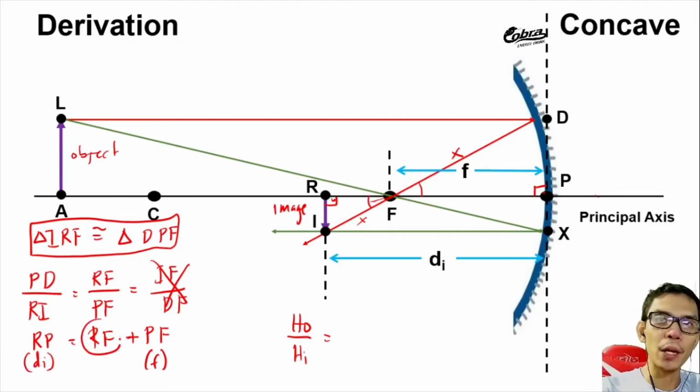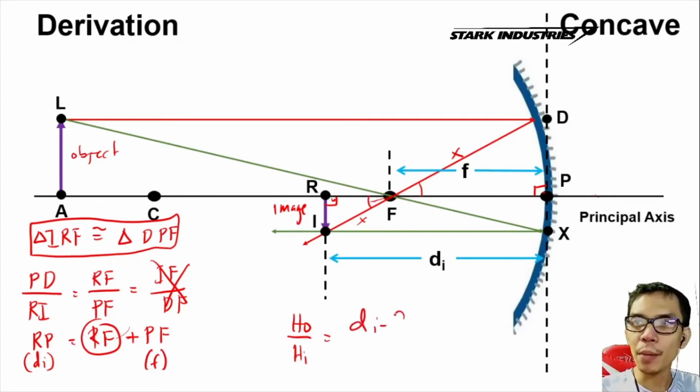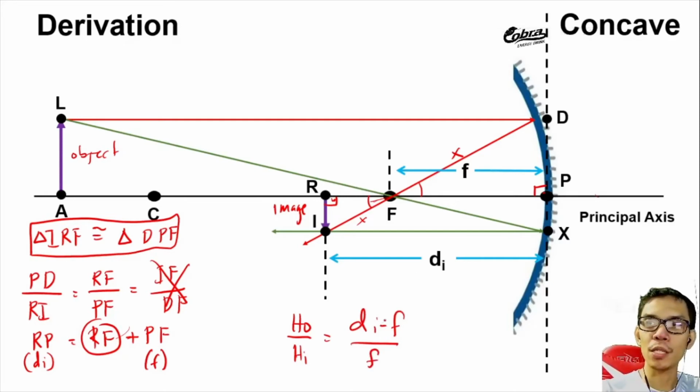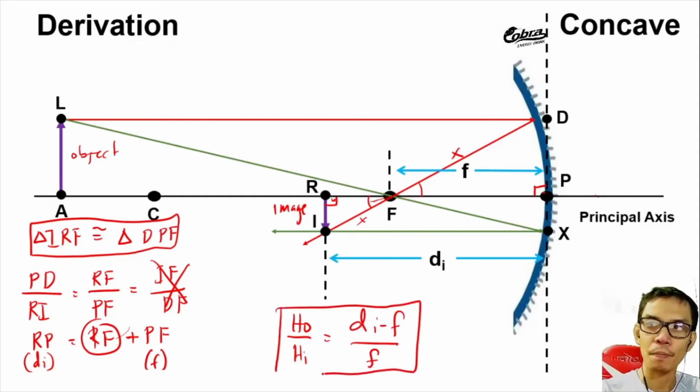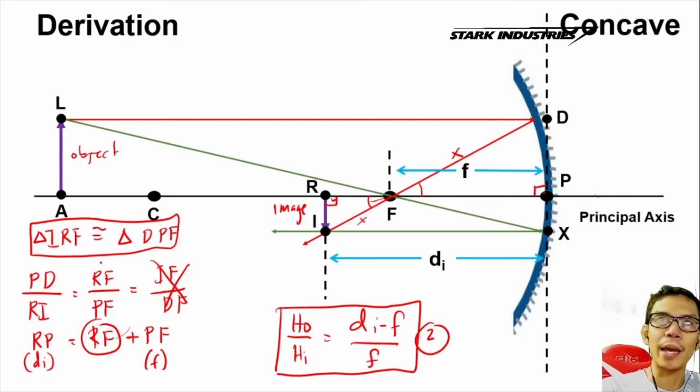So how do you find the RF? You just transpose everything here to get d sub I minus f over f. So this will be our second equation. Now that we have our second equation, we are good and ready to go and find out the mirror formula. So that was for the triangle IRF and triangle DPF.